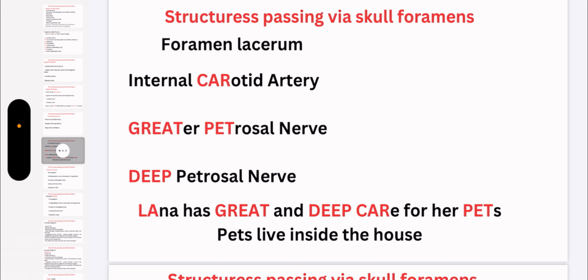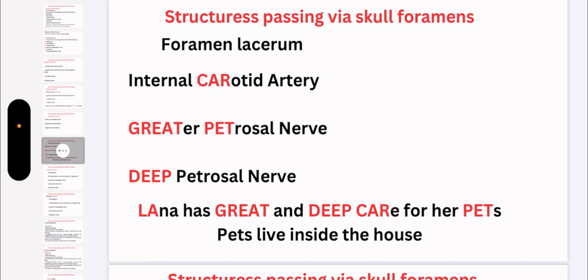So Lana has great for greater. How can you remember petrosal? By remembering her pets. Lana has great and deep care for her pets. Pets will remind you of petrosal nerve. Care will remind you of carotid artery.